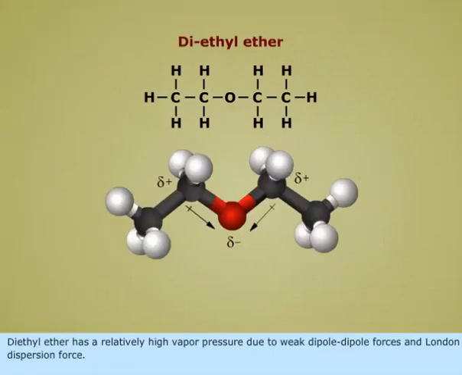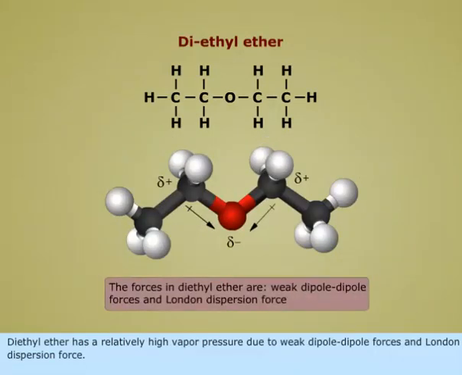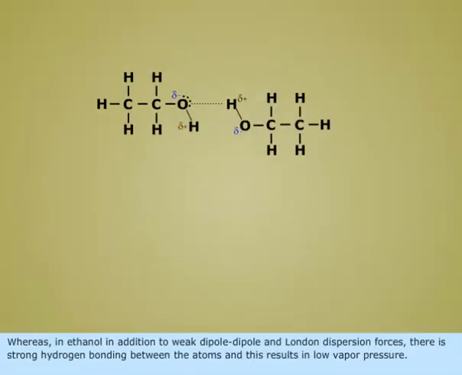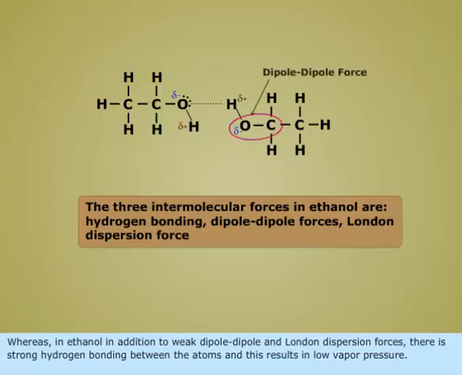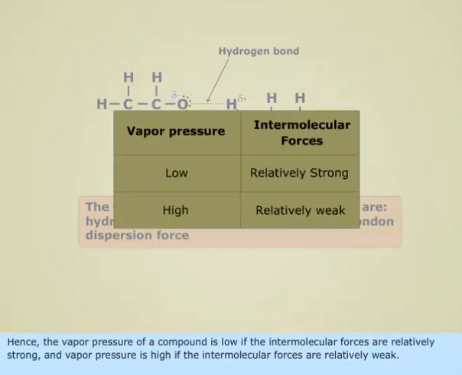Diethyl ether has a relatively high vapor pressure due to weak dipole-dipole forces and London dispersion force. Whereas in ethanol, in addition to weak dipole-dipole and London dispersion forces, there is strong hydrogen bonding between the atoms, and this results in low vapor pressure. Hence, the vapor pressure of a compound is low if the intermolecular forces are relatively strong, and vapor pressure is high if the intermolecular forces are relatively weak.